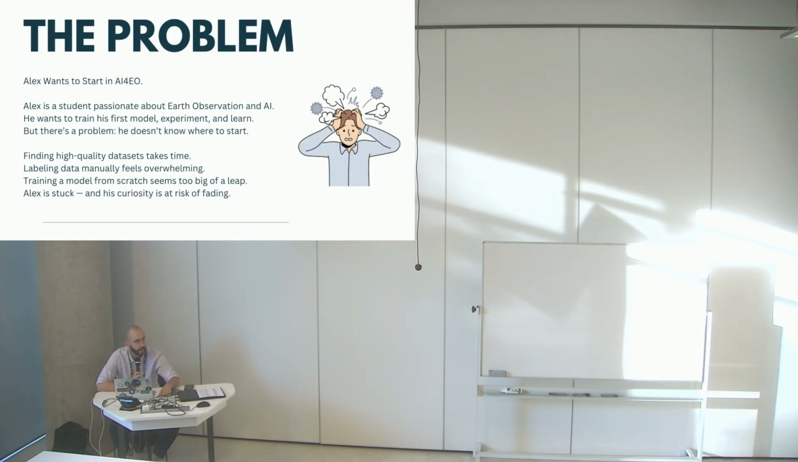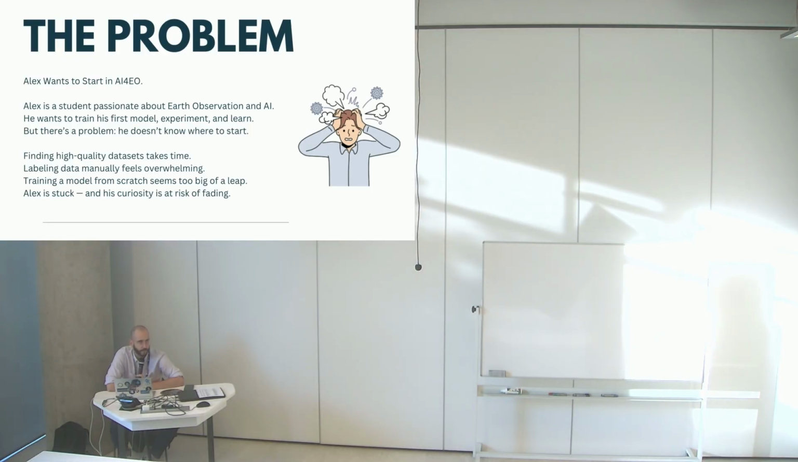Before everything, I always like to start with the problem space, so with some short stories. This is Alex. This is a student. Alex wants to start in the AI for EO field. He's a student passionate about Earth observation and wants to learn about Earth observation and AI. He wants to train his first model, maybe experiment, learn, create even his first dataset. But there is a problem: he doesn't know where to start.